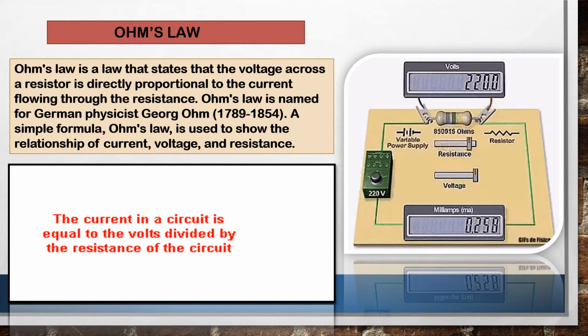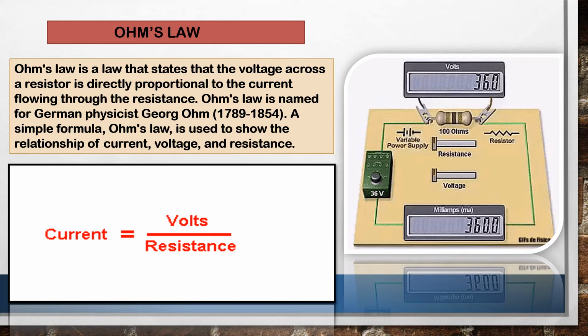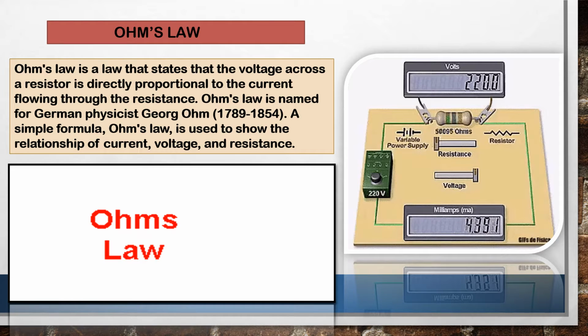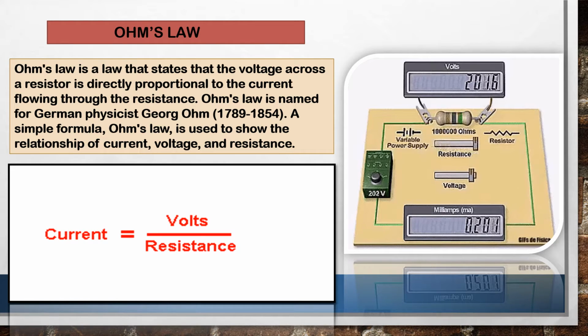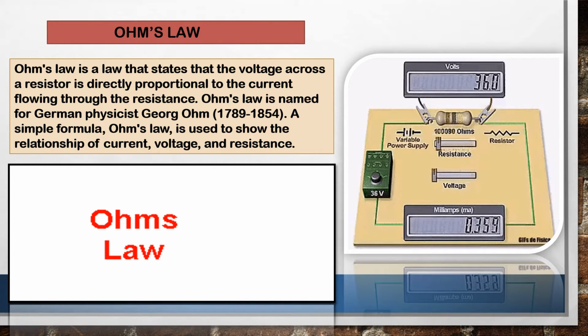Now, what is Ohm's law? Ohm's law states that if temperature and other physical conditions remain constant, the current flowing through a conductor is directly proportional to the potential difference between its ends. That means if V is the potential difference between the ends of a conductor and I is the current flowing through it, then according to Ohm's law, V varies as I, or V is equal to R into I.